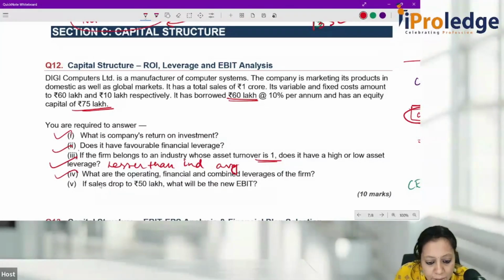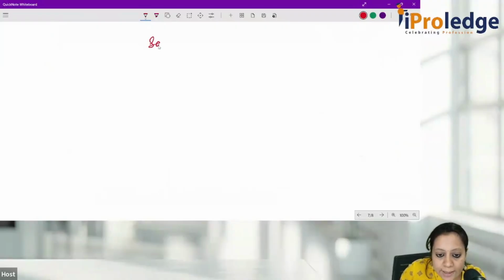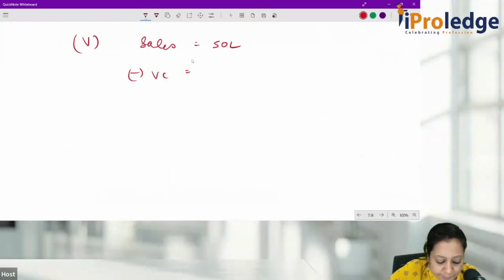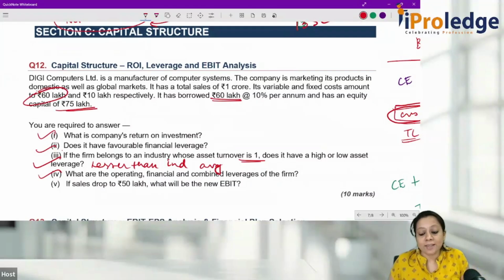So if the sales drops to 50 lakhs, what will be the new EBIT? Very simple. Let us do this. Sales is equal to how much? 50 lakhs. We are answering point number 5, minus variable cost given in the question. Now we all know that the variable cost was how much? 60 lakhs. Can I take 60 lakhs now?